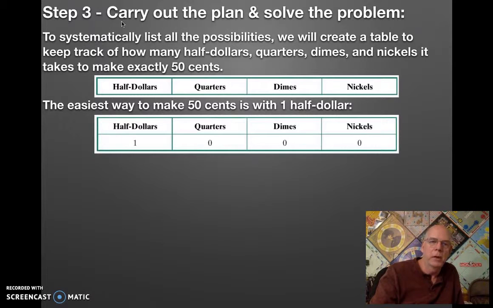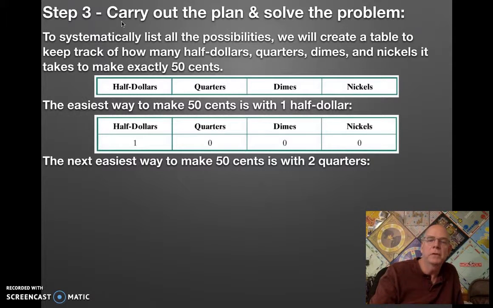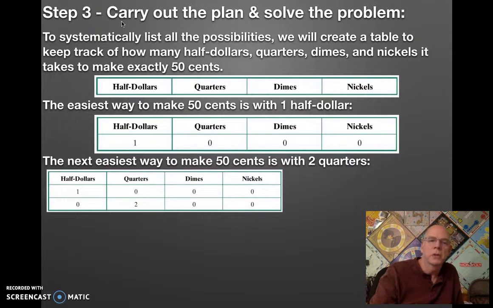So on our table, we would have 1 under the half dollar column, 0 quarters, 0 dimes, 0 nickels. Second easiest way to make 50 cents is with 2 quarters. So on our table, we would have 0 half dollars, 2 quarters, 0 dimes, and 0 nickels.